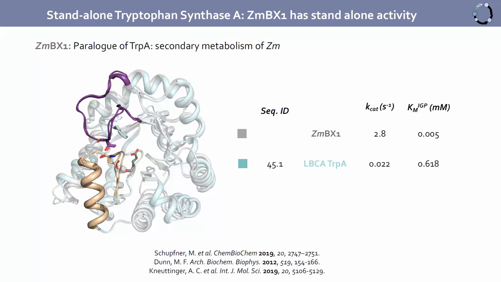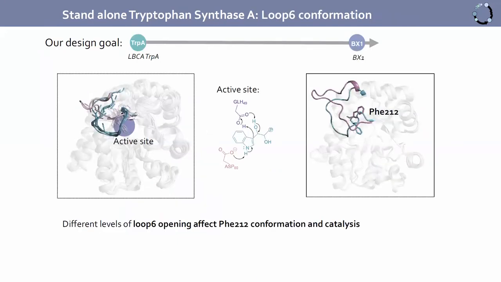So we decided to take LBCA tryptophan A and ZMIs VX1, explore them, and try to enhance the standalone activity of the ancestral alpha. We also checked the available structures. Interestingly, both for LBCA tryptophan alpha subunit and VX1, we saw that there is a loop six that the crystals already show can have two different conformations. And these different conformations of the loop also affect the positioning of a phenylalanine residue that then gets into the active site. So in a way, this is telling us that the loop six conformation, the opening and the closing, might be important for the enzyme activity.